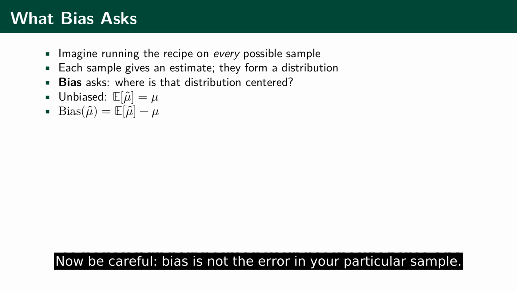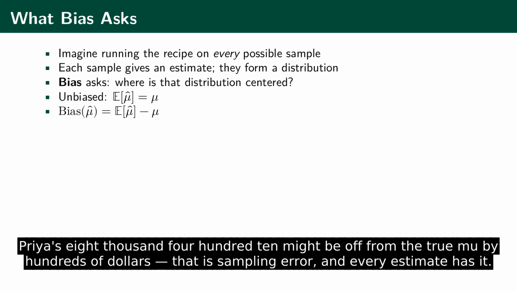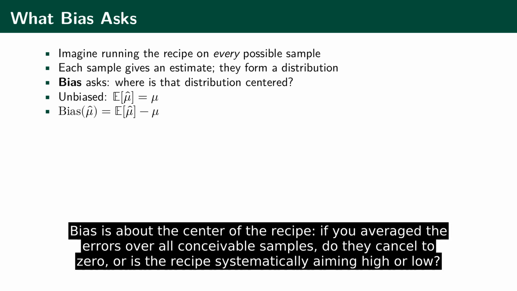Now be careful. Bias is not the error in your particular sample. Priya's 8,410 might be off from the true mu by hundreds of dollars. That is sampling error, and every estimate has it. Bias is about the center of the recipe. If you average the errors over all conceivable samples, do they cancel to zero, or is the recipe systematically aiming high or low?